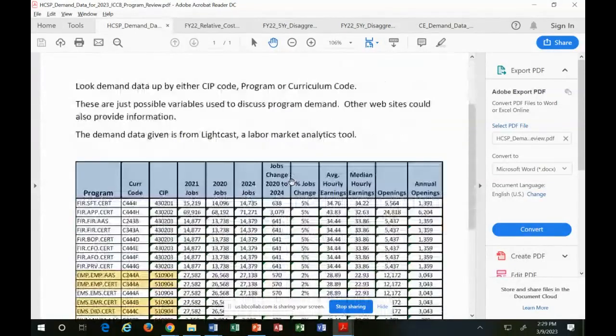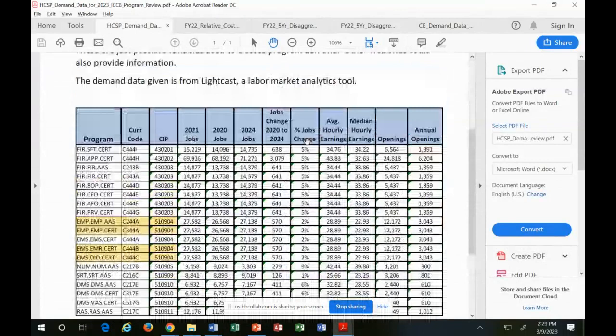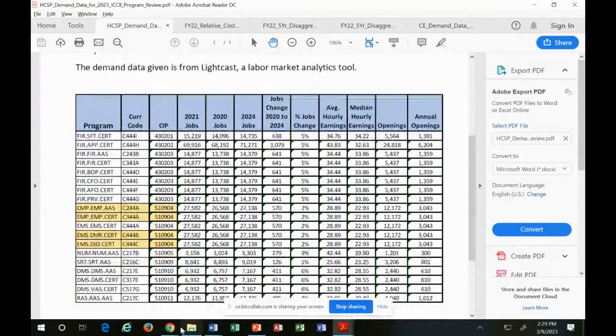Okay. So this is the demand data that has been taken from Lightcast. For example, you come to the department, in this case the department we were looking for, and you look at the number of jobs in 2020 and in 2021. So the question is, what is the labor market demand for the program? You can look at those jobs at that time and looking at this year or the upcoming year, how did the number of jobs increase for this program?